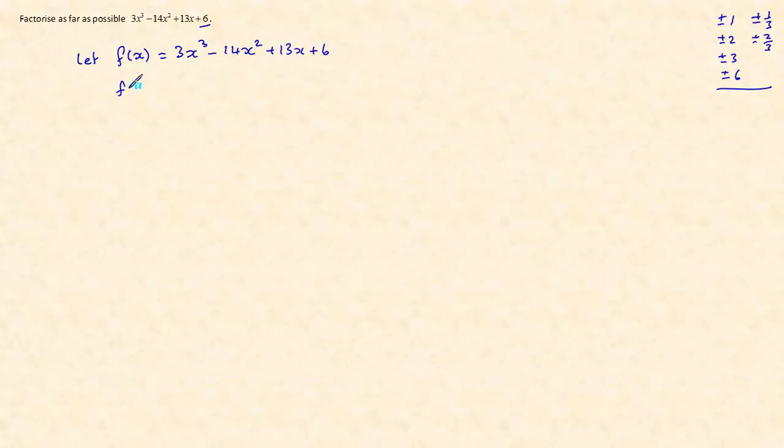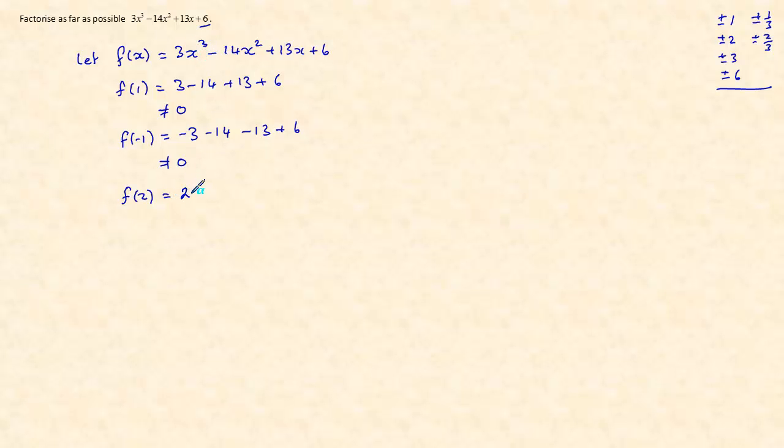So I'm going to start with f of 1. 3 take away 14, add 13, add 6. So that clearly isn't 0. F of negative 1 is going to be negative 3, take 14, take away 13, add 6, and clearly that isn't 0 either. Now, what about f of 2?